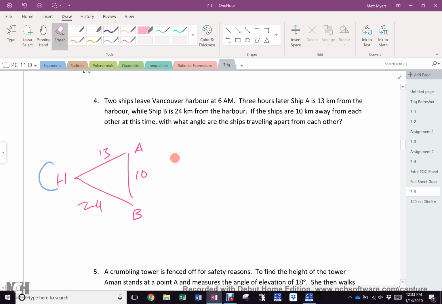So I'm just going to change this slightly. And I'm going to say these guys are 20 kilometers apart. And now let's do the work. I need this angle, so cos C stays there. What goes in the fraction?